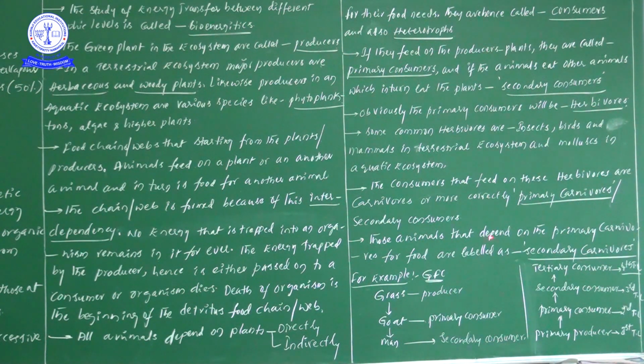Those organisms that depend on primary carnivores or secondary consumers for their food are referred to as secondary carnivores. Can you guess? Secondary carnivores can be taken as tertiary consumers. Did you understand the point? Primary carnivores we call by one more name, secondary consumers. Secondary carnivores we call by one more name, tertiary consumers. This is the information regarding energy flow.